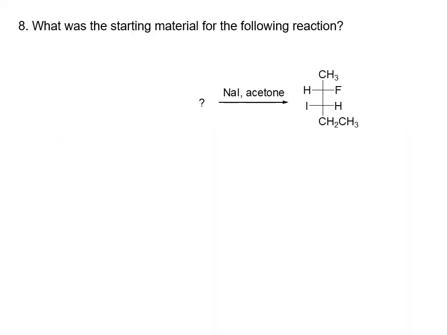What was the starting material for the following reaction? In this reaction, starting material reacts with sodium iodide in acetone to give the threo isomer of 2-fluoro-3-iodopentane.